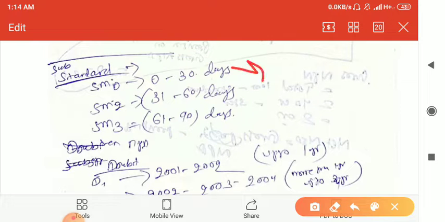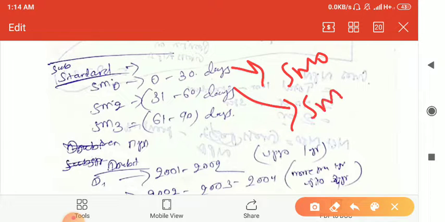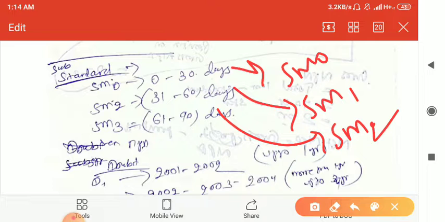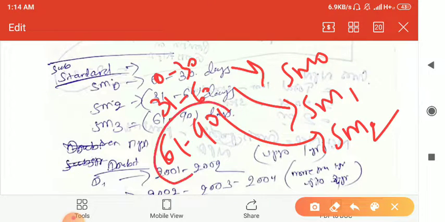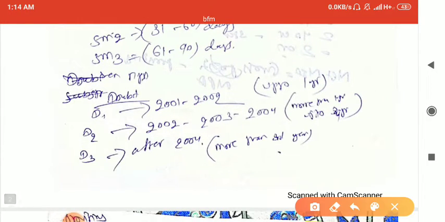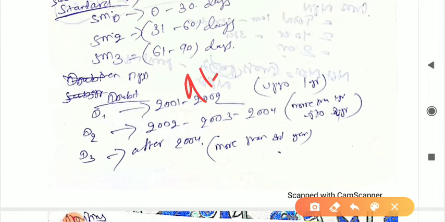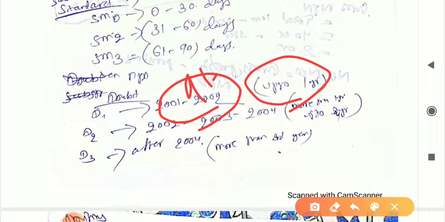So this is SM0, SM1, SM2. SM0 will be 0 to 30 days, 31 to 60 days will be SM1, 61 to 90 days will be SM2, right? And then after 91 days, up to 1 year, that will be D1, doubtful, right?